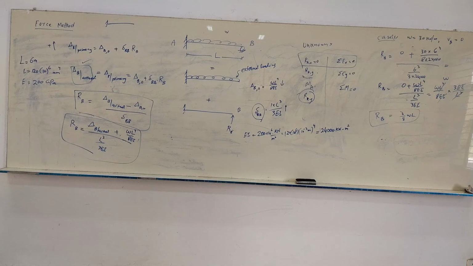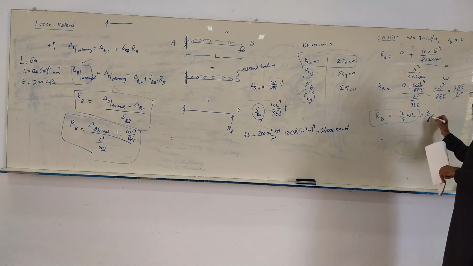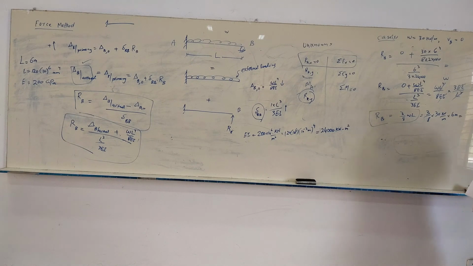I mean in terms of W. Okay, so just put the value of W over here. W and L, 30 kilonewton per meter times 6 meters, okay, 135? 67.5 kilonewton, and it's a positive answer.